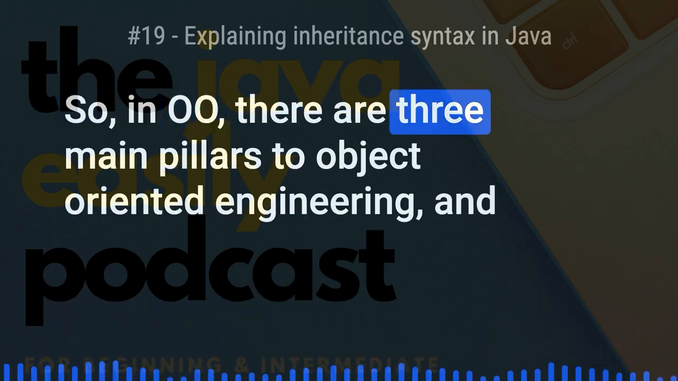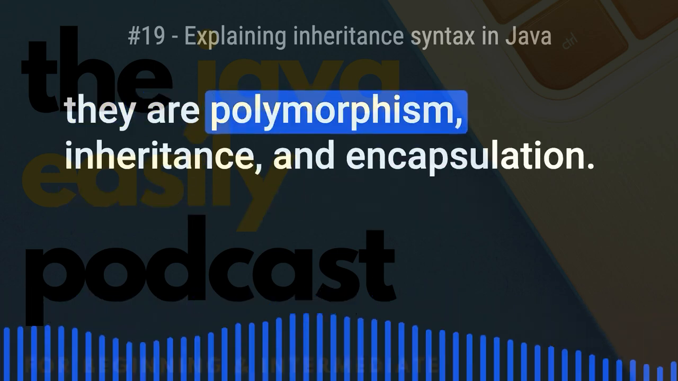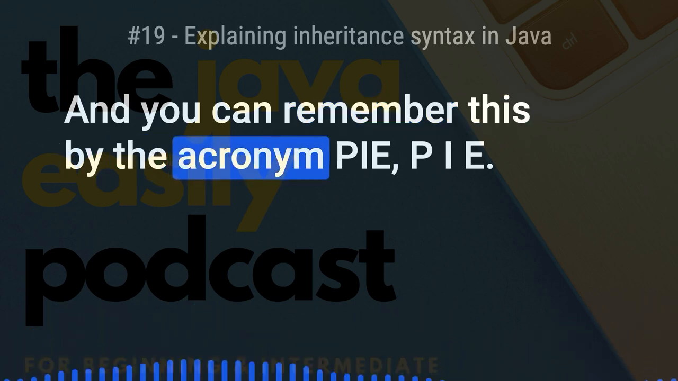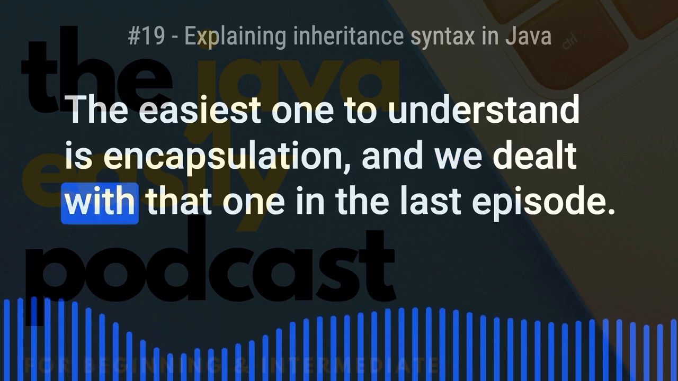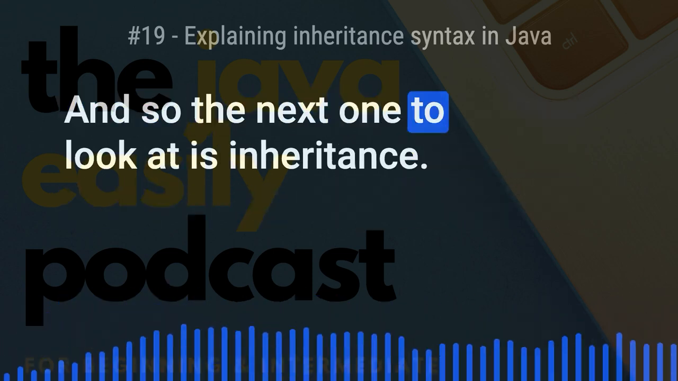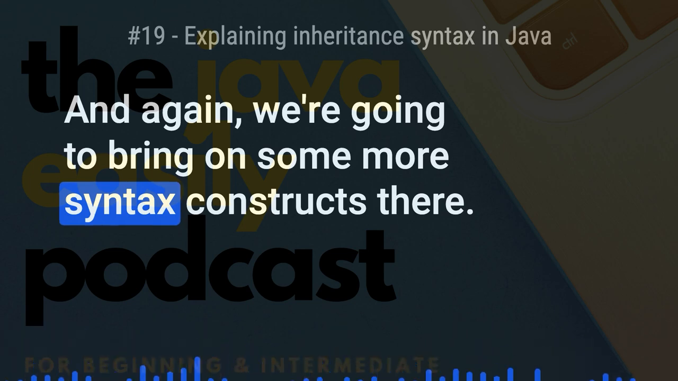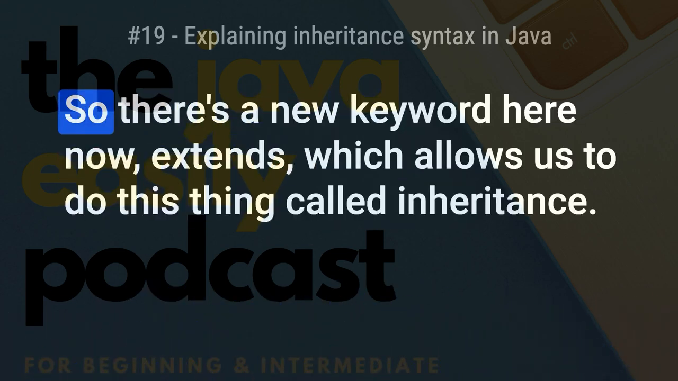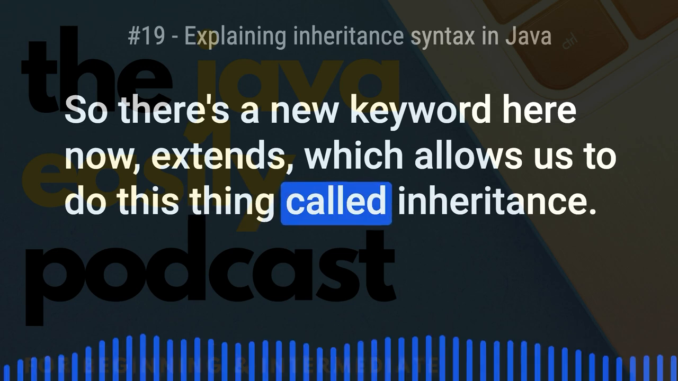So in OO, there are three main pillars to object-oriented engineering, and they are polymorphism, inheritance, and encapsulation. You can remember this by the acronym PIE, P-I-E. The easiest one to understand is encapsulation, and we dealt with that one in the last episode. The next one to look at is inheritance. Again, we're going to bring on some more syntax constructs. Inheritance you do using the word extends. So there's a new keyword here now, extends, which allows us to do this thing called inheritance.